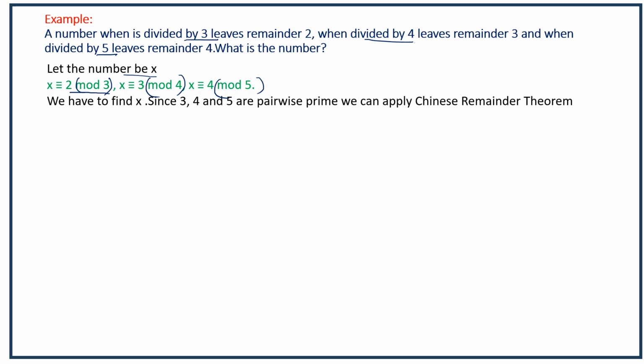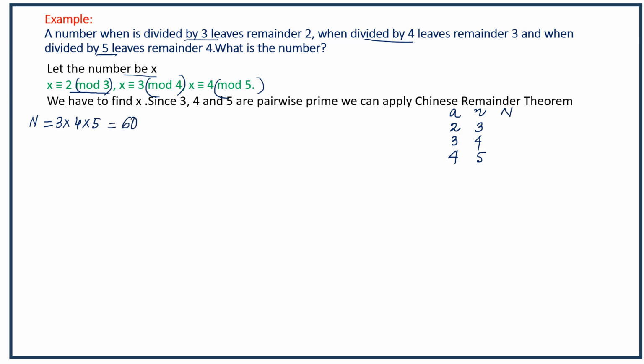Since 3, 4 and 5 are pairwise prime, we can apply the Chinese remainder theorem. First we have to mention why we are applying this one. Next, after framing the congruences, we'll write what a1 is. a1 is 2, a2 is 3, then a3 is 4. And n1, n2, n3 are 3, 4, 5. First I'll go to step 1. I'll find n. n is equal to 3 into 4 into 5. That will be 60.